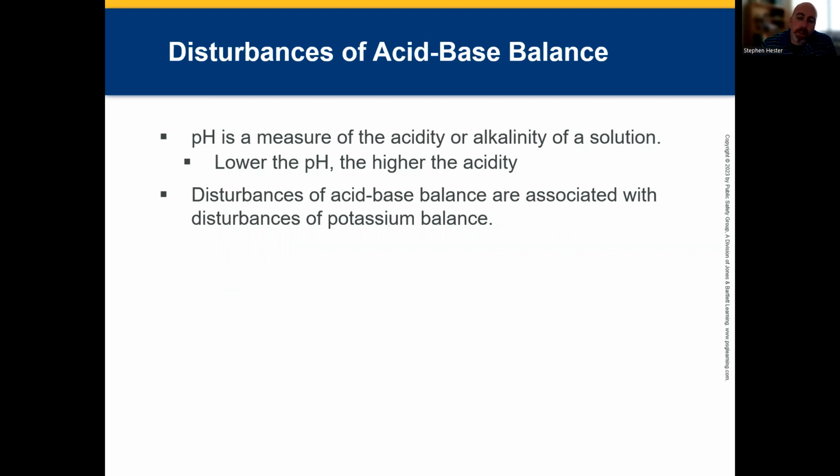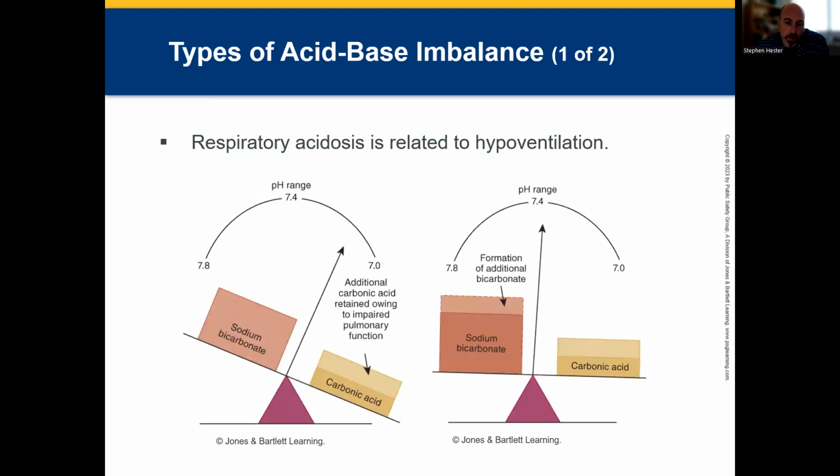All right, pH is a measure of the acidity or alkalinity of a solution. The lower the pH, the higher the acidity. Acidosis is an increase in extracellular hydrogen ions, and alkalosis is a decrease in extracellular hydrogen ions. So disturbances in acid-base balance are associated with disturbances of potassium balance. So there's a direct correlation in here.